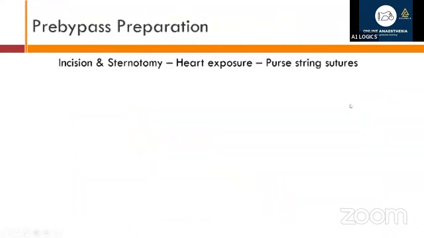So pre-bypass preparation, I have induced the patient. Now the patient is ready for the surgeon. The surgeon starts the surgery with an incision, sternotomy. We'll briefly look into what should be done during incision and sternotomy. After sternotomy, the heart is exposed by pericardectomy, and the surgeon identifies the great vessels and does a purse-string suture on the aorta and the vena cava.